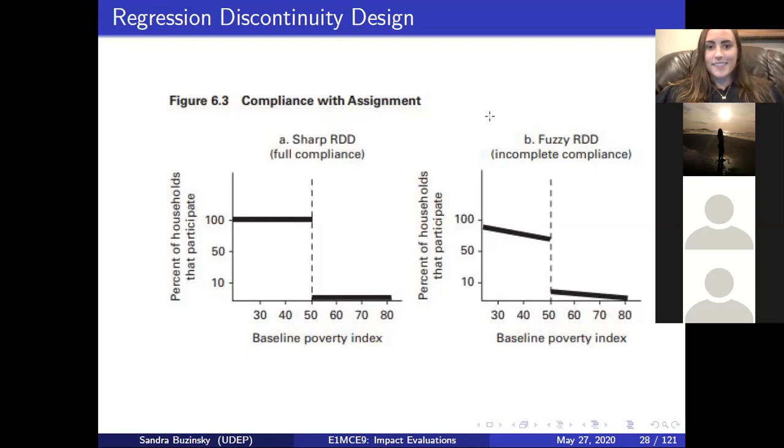Come on, you guys. This is the answer to every question. What would be the problem of comparing the difference in means here? Selection bias. Yes, exactly. That's always the answer.